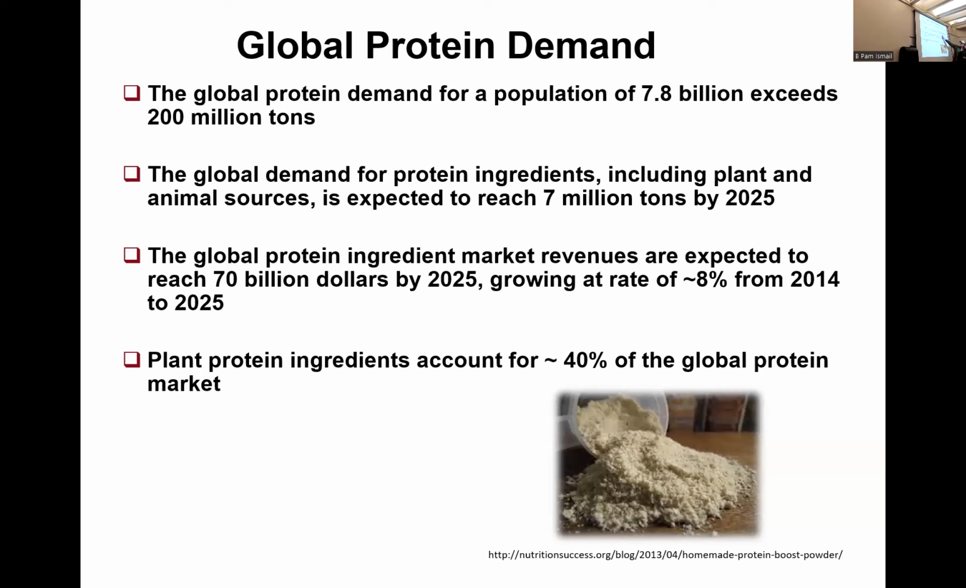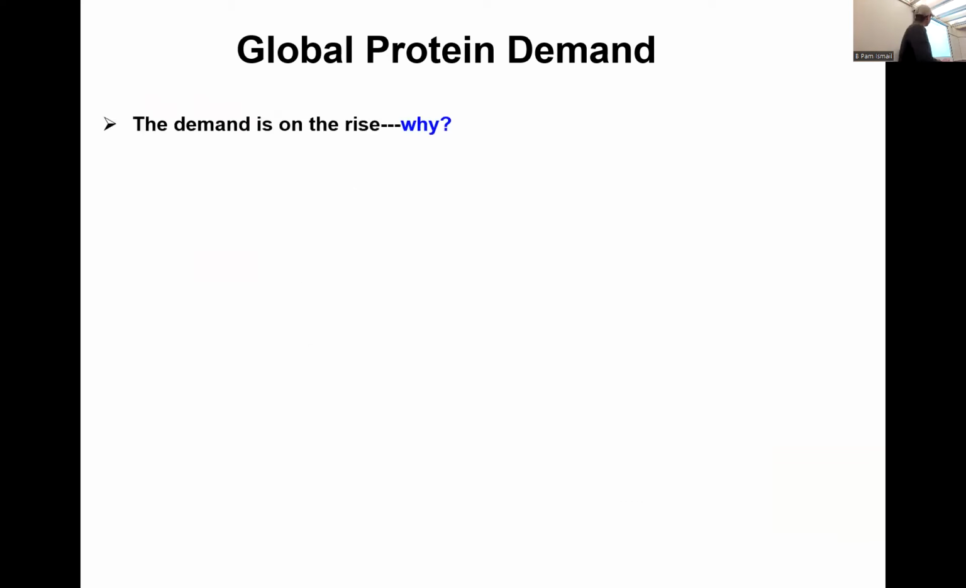So with this increase, we also see an 8% increase in revenue, with the dollar matching the increase in demand. If we look at plant proteins specifically, they account for 40% of the global protein market. So plant proteins, although they're not functioning that well, the demand for them is increasing for many reasons. But if we look at the global demand for protein, why is it on the rise?